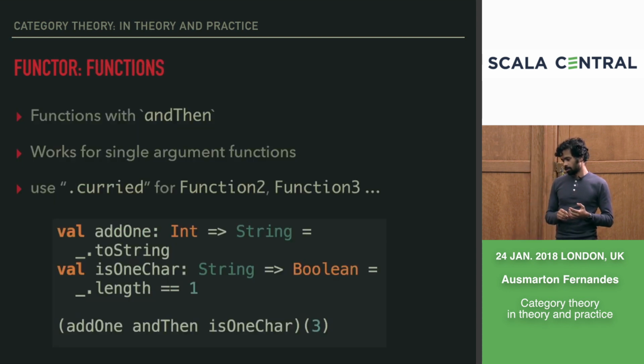So another way to look at functors is the functions in Scala. This is something I've already mentioned earlier on: as long as the types line up, functions can be mapped to or chained together, and we would generally do that with andThen. Scala doesn't really have a map on a function, but andThen gives the same result. Again, it just works on single argument functions.